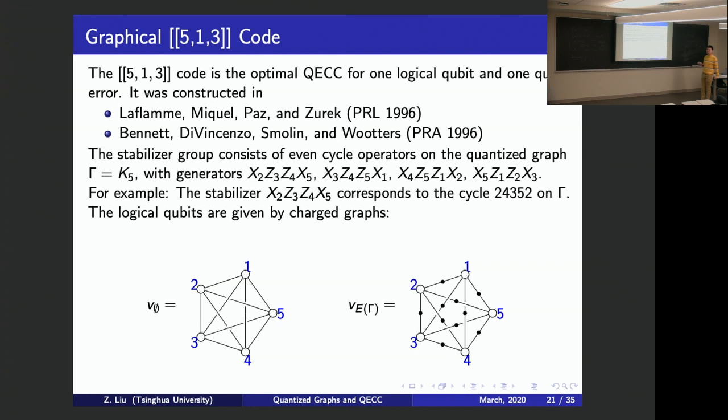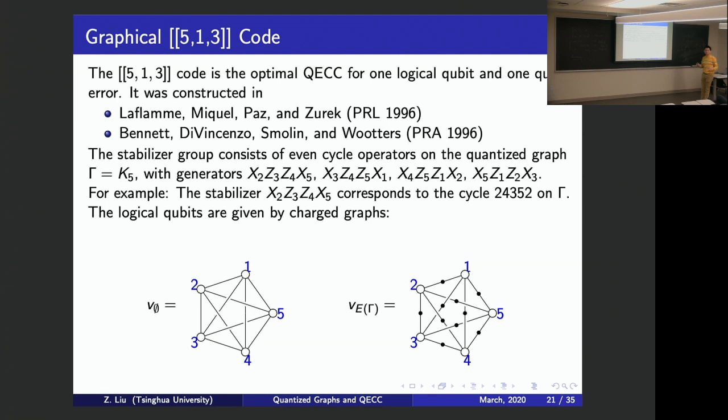So how about the cycles with odd length? If we take a cycle with odd length, then on the first graph the phase will be 1, and on the second graph the phase will be -1. So this is logical Z on the logical qubits. And why do they differ by sign? Because if we count the number of charges on the cycle, it will be odd here and even there. The difference of the parity tells you the difference of phase.